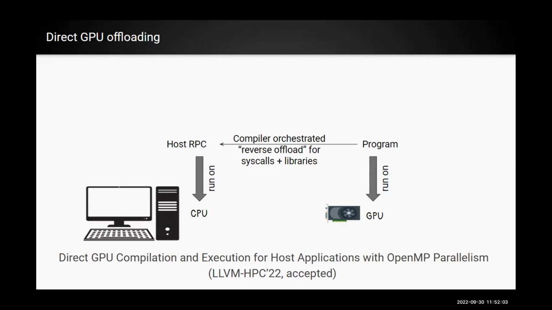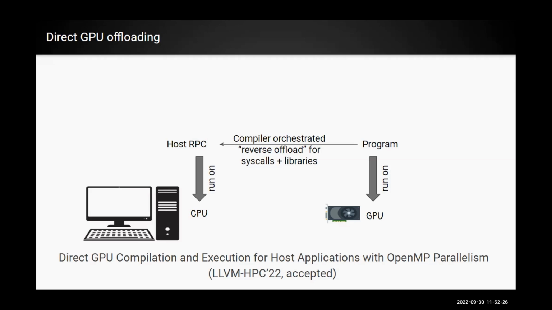The main function of the user program starts on the GPU. And we run it there. And if we encounter something that we can't do on the GPU, we do RPCs to the host and go back, like fopen and so on and so forth. We have that at LLVM HPC if you want to learn more about it. The initial prototype works fine. It's just really bad in performance.